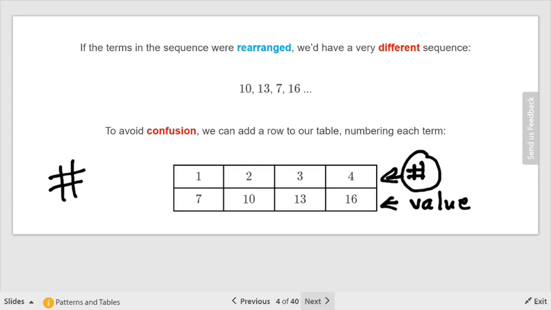So let's look at some more patterns and creating some tables. And we're going to learn a little bit more about some things about tables.